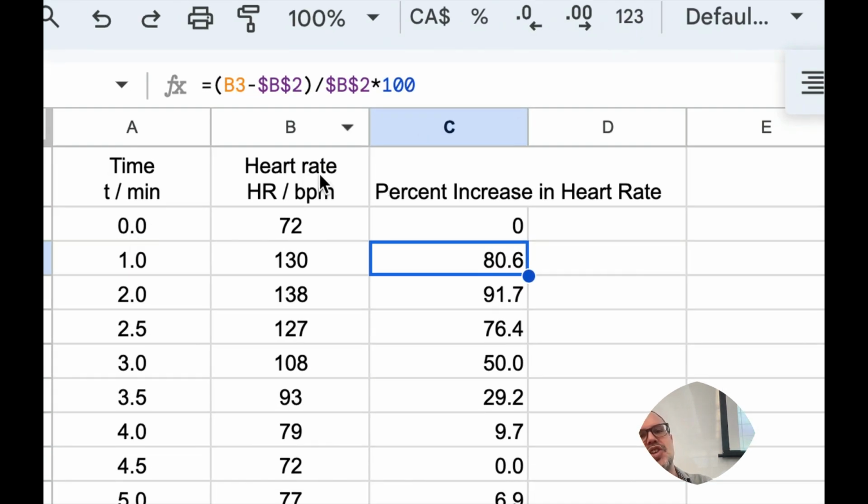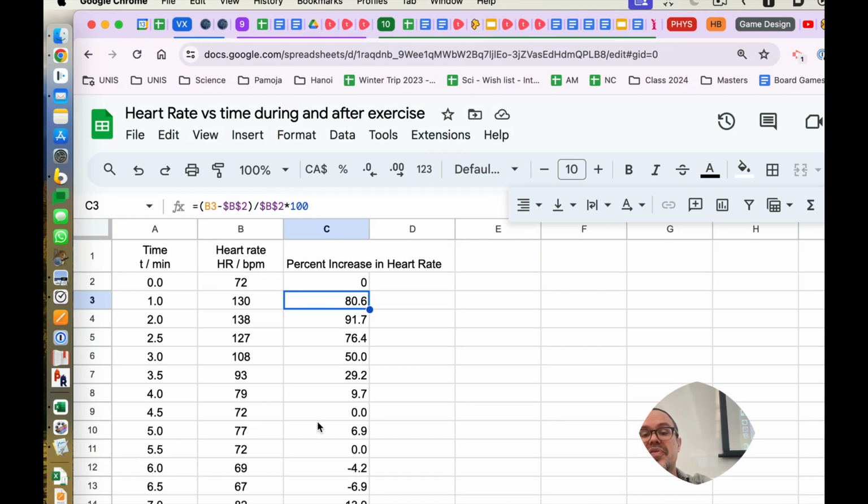So the function that you want to do is the difference, which is this number minus this number, divided by that number times 100. But you must put in these dollar signs, and the dollar signs make it what's called an absolute cell reference. So when you go fill down, it locks it to 72, or at least the cell B2, whatever number's there. So then you can make a second graph with these numbers, with the percent increase.